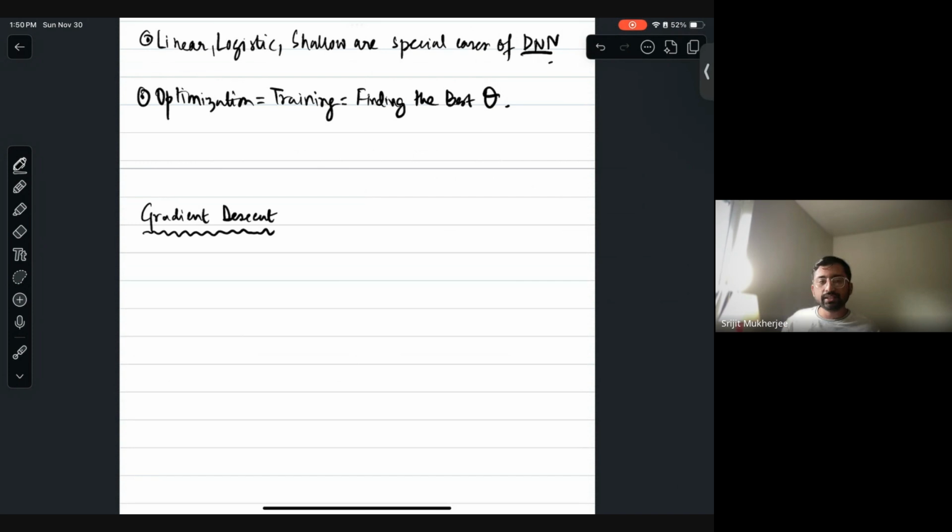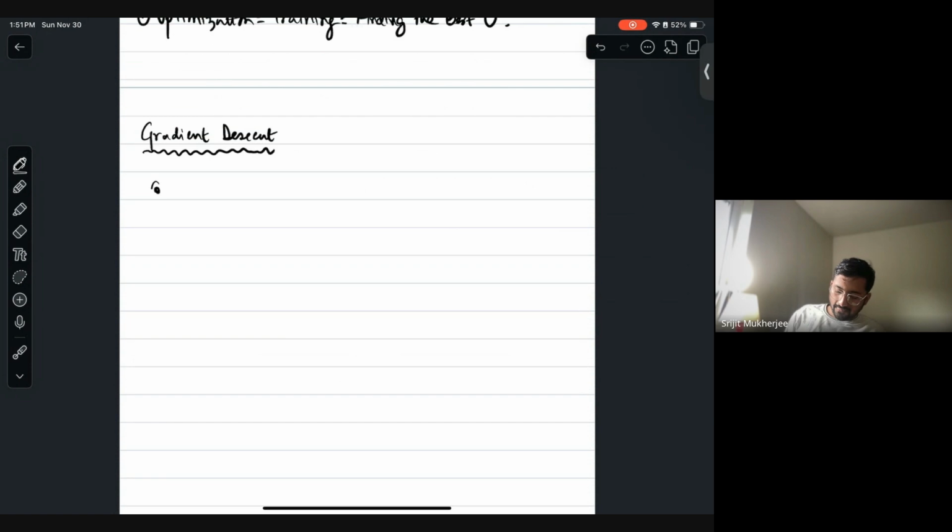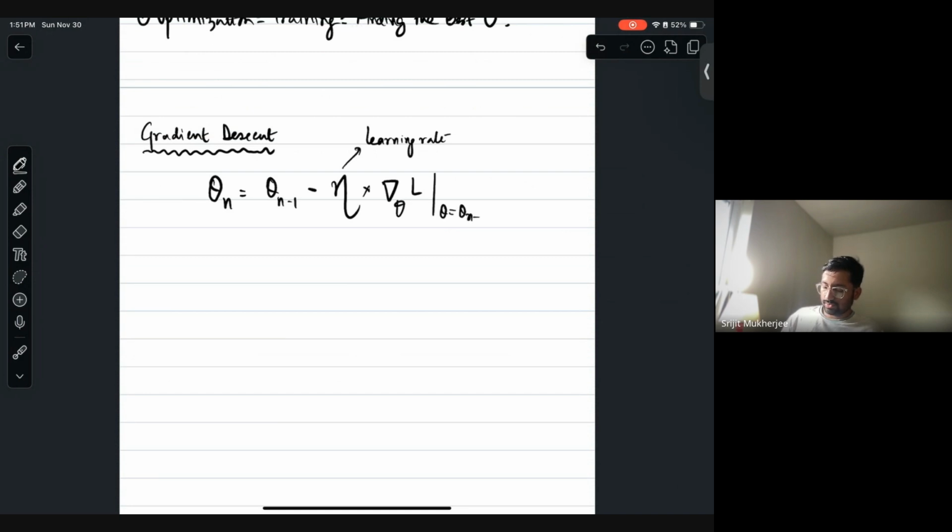Right? We use gradient descent. So for linear, anyways, for any one of them, we use: theta n is equal to theta n minus 1 minus learning rate, the step size, times the gradient of the loss function at theta is equal to theta n minus 1. I discussed it yesterday. And we have said what the two loss functions are.